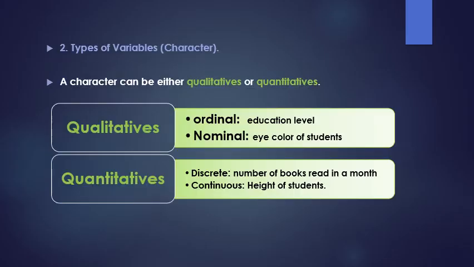Variables are classified into two main types, qualitative and quantitative. Qualitative variables describe categories and are divided into nominal variables, which are not ordered, and ordinal variables, which follow a logical order. Quantitative variables represent numerical values and are divided into discrete variables, which are countable, and continuous variables, which can take any value within a range.